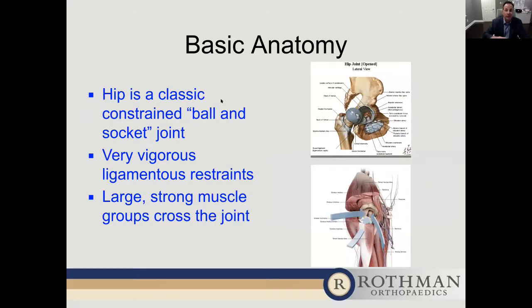Okay, so the hip is a classic constrained ball and socket joint. The ligaments are very, very strong, and it takes a real tremendous force to dislocate or injure a hip. The muscle groups around the hip are also extremely strong, and essentially your entire body weight goes right through your hip joint. So you do need to have large, strong muscles to support that joint.